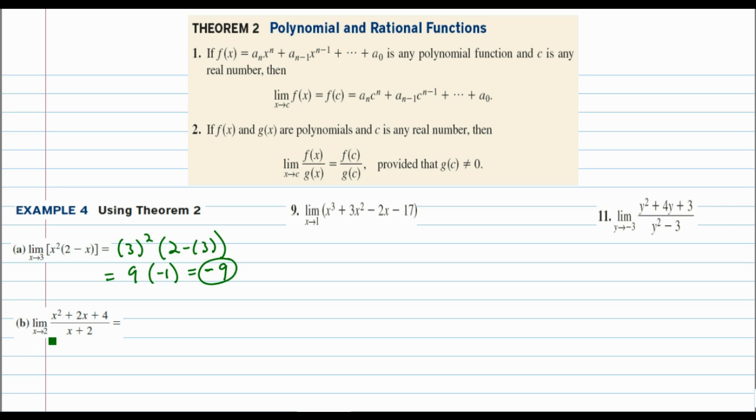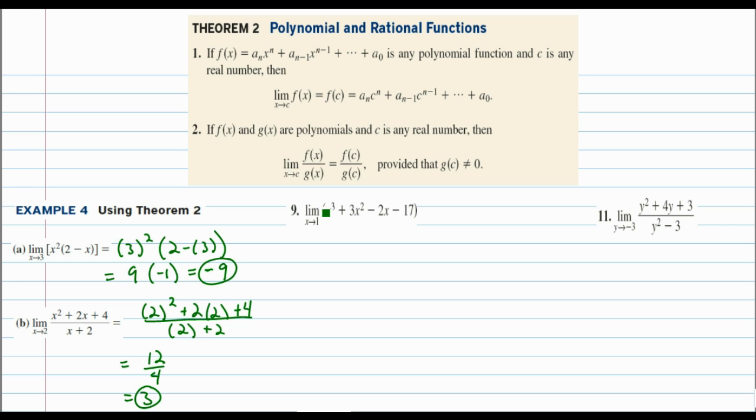Now part B, same thing. The limit as x approaches 2 of this rational function. I don't need to write limit anymore because I'm taking the limit by plugging in 2 for x. And I get that the limit as x approaches 2 of this function is 3. Which means if I graph this function and I look at the x values as they approach 2, the y values are going to approach 3.